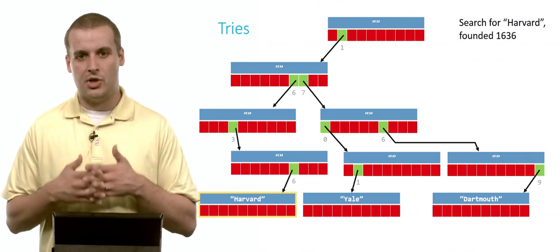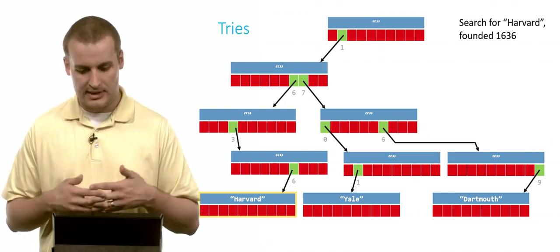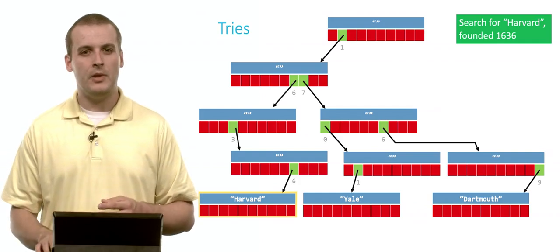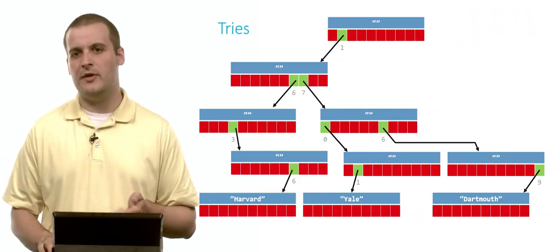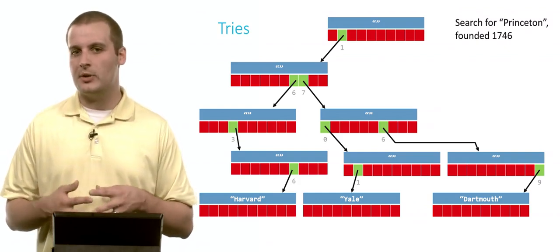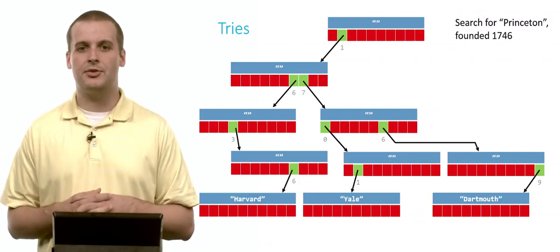Well, I look down after starting at the top and going 1, 6, 3, 6. I look down, I see Harvard. So yes, I succeeded. What if what I'm looking for isn't in the trie, though? What if I'm looking for Princeton, which was founded in 1746? And so 1746 becomes my key to navigate through the trie.